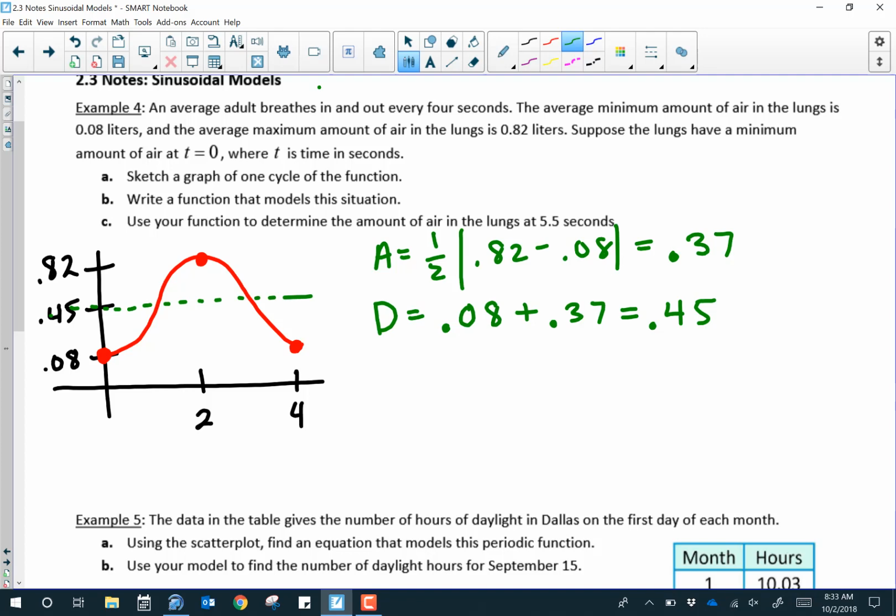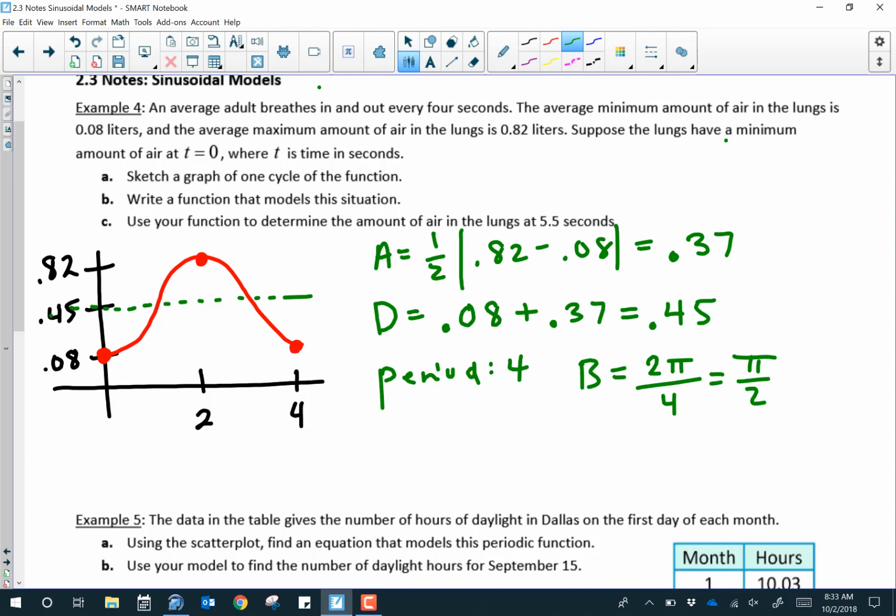Okay, so now we found amplitude and midline. What's next? Period. This one's easy to see, right? We have a period of 4. But what does that mean about our equation? Correct. Right, and it's our b value. I was cryptic there. So you take 2 pi over 4 to get your b value of pi over 2.